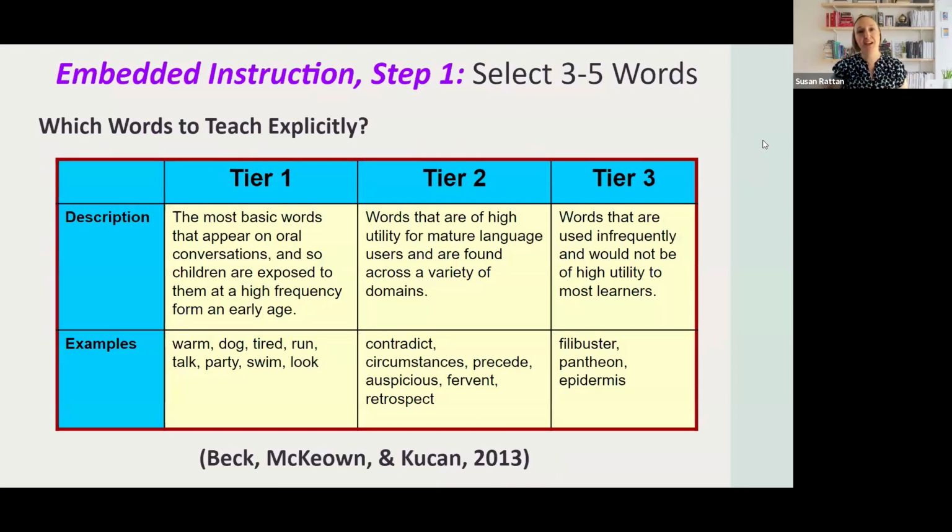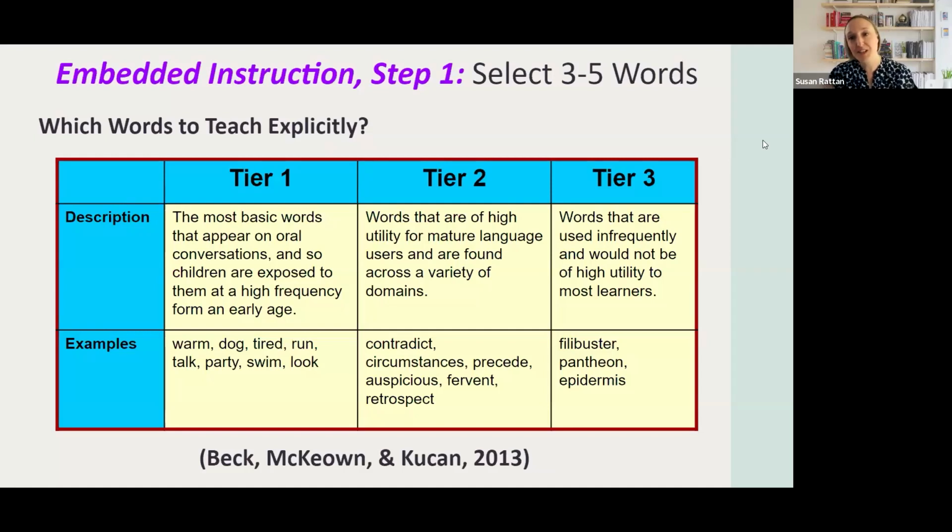And we love this word classification system from Beck and colleagues that helps us think about what tier a word would be in. So tier 1 words are basic words that most students will know when they enter school. So words like dog, run, look. Most students will not need explicit direct instruction on these words, although some might. So that is something to be aware of and to use these types of words when students need them.